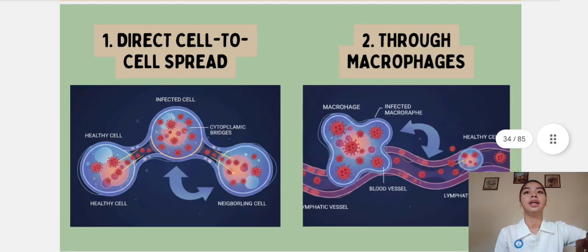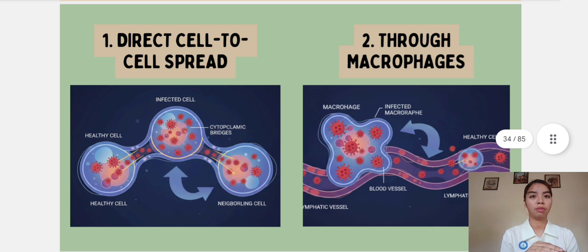So we have here the direct cell-to-cell spread. We have the infected cell, and this infected cell can cause destruction to neighboring healthy cells. This infected cell can spread the virus to the neighboring cells.